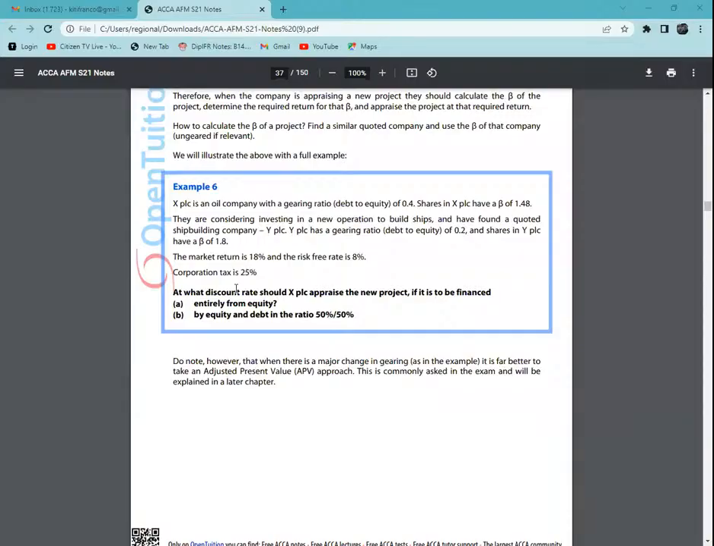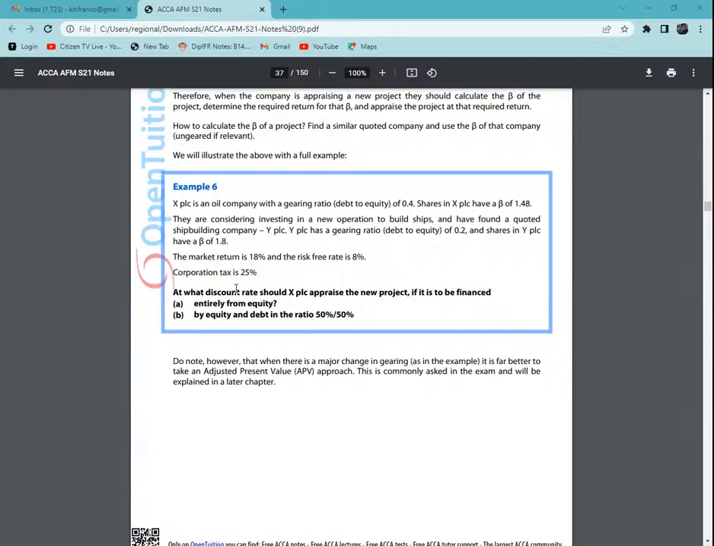Now, my good students, I can see a situation where I've got two beta values, 1.48 and 1.8. So between those two beta values, which one is the relevant beta value that I should start using for purposes of computing a base net present value? Which one is the most relevant?